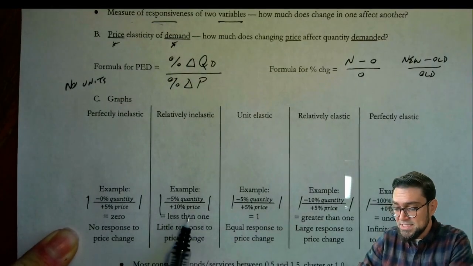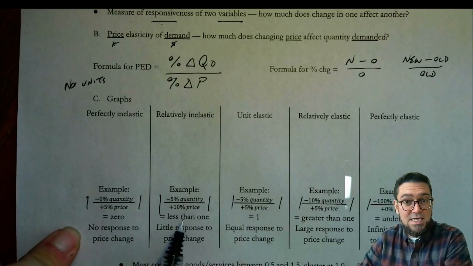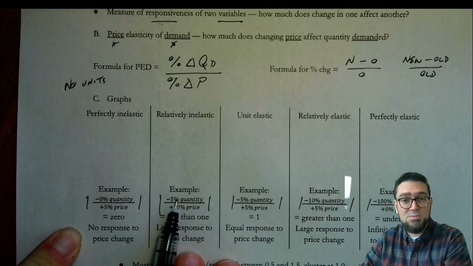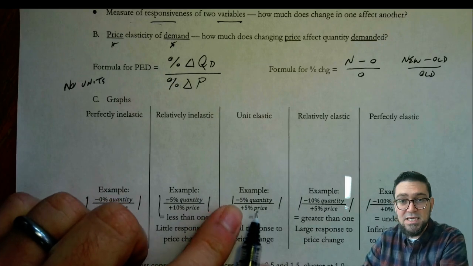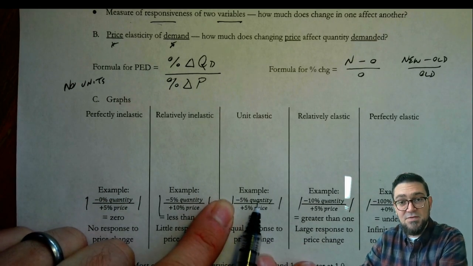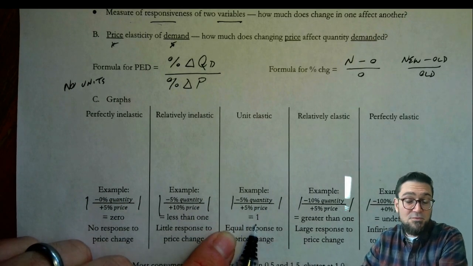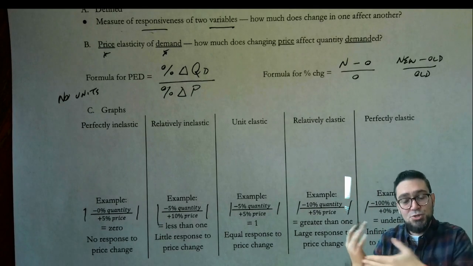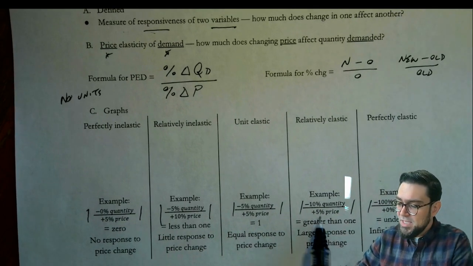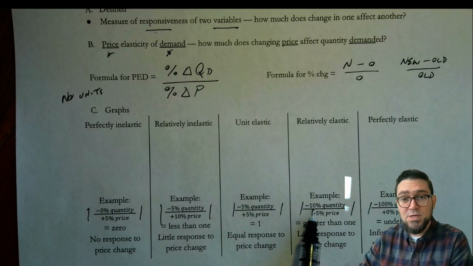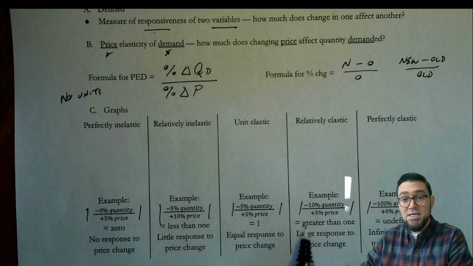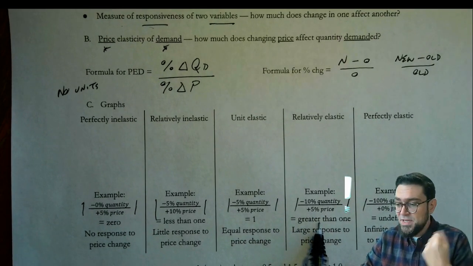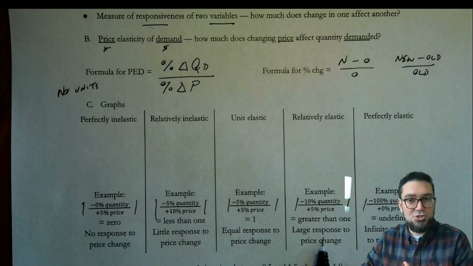And what I'll just say is that if it's less than 1 as an absolute value, that means there's not much of a response. Now, contrast that with, say, if we change the price 5% and we got a 5% change in quantity, that 5 over 5 is equal to 1. That means it's a proportional 1-to-1 change in price related to change in quantity. If, though, we change the price by 5% and we lost 10% of our quantity, that's a much larger number. That's 2. And so that tells us that there's a large response to the change in price.